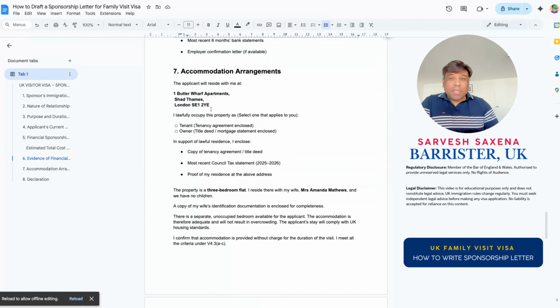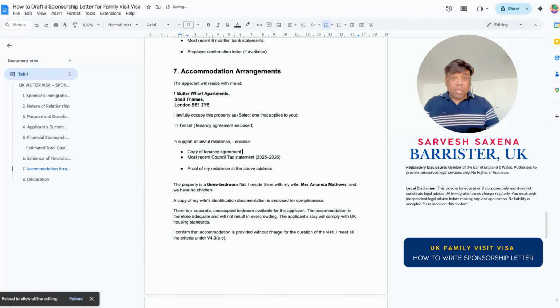So the applicant will stay at this place. I lawfully occupy this property. Now you need to select one of these options. Either you must be a tenant or you could be an owner. So you select one. Say I am a tenant, so I would take this out. In support of lawful residence, I enclose a copy of my tenancy contract, not the title deed.